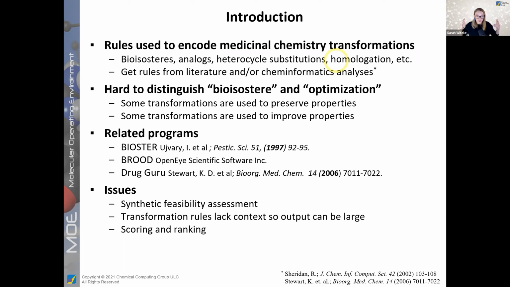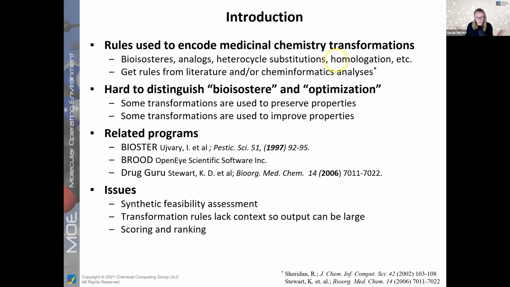Now, when we do the transformation, we can have two different objectives in mind. Sometimes we want to do something called bioisosteres. A bioisostere is a transformation that preserves a property. That could be affinity, it could also be any kind of other property. But sometimes we also want to do an optimization, where a bioisostere will remain, and optimization will improve a property. You could even imagine a project where you wanted a combination of those.